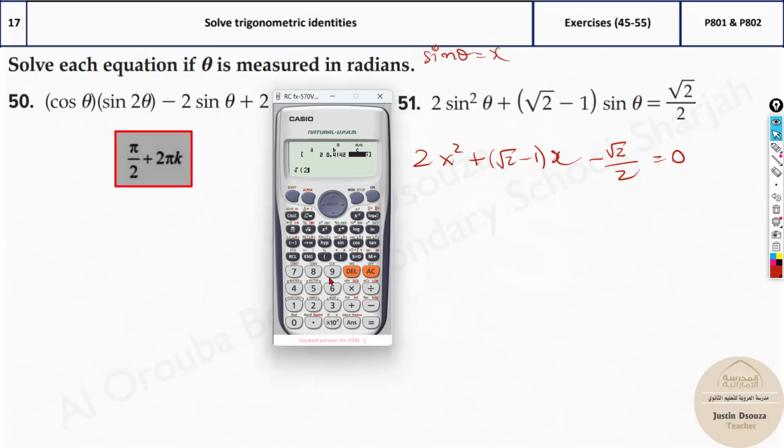So we have root 2, close the bracket, divided by 2. But I forgot to write the minus sign, which will give me an error otherwise. I'll write minus root 2 divided by 2. That's the answer. It's negative 0.707. Now press equal to. The answer is half.